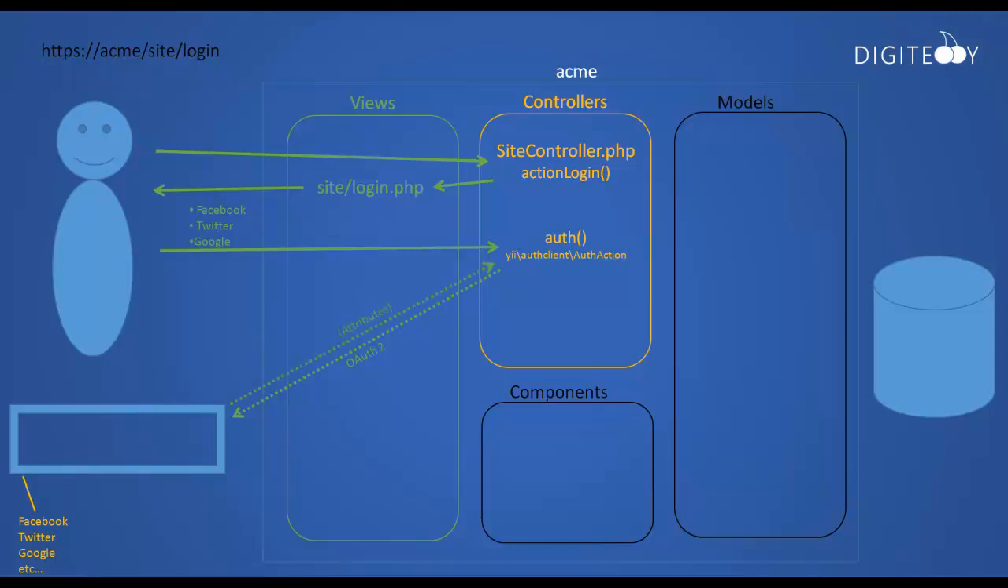The external service will return the attributes of the user. The auth action puts all these attributes in a client and sends it to onAuthSuccess. As you remember, in our callback success, we are redirecting and sending the client, which is Facebook or Twitter or Google, to AuthHandler.php, our component, where we parse attributes and connect to User.php, our model, which saves or updates the user. And as you remember, it returns true. The user will be successfully logged in.